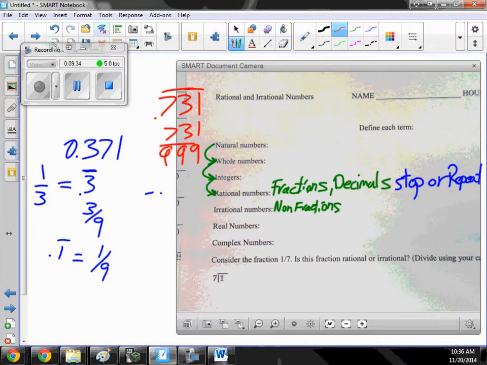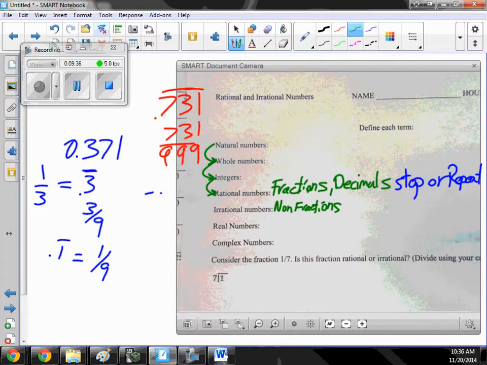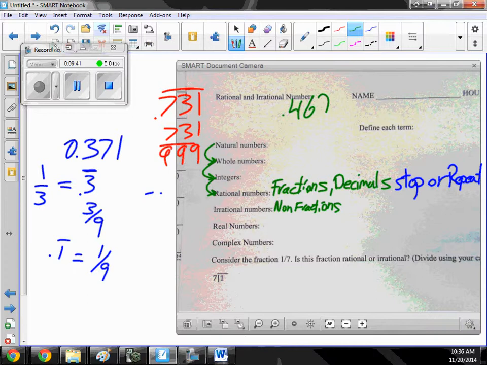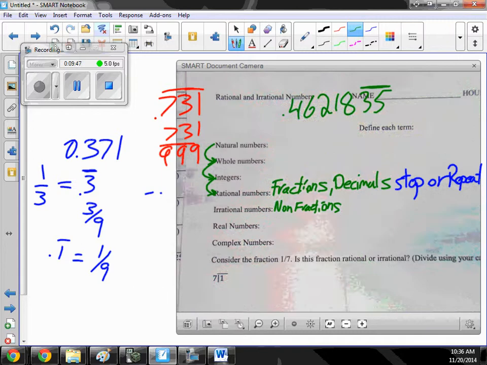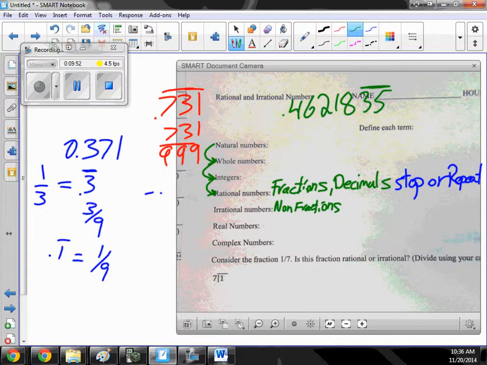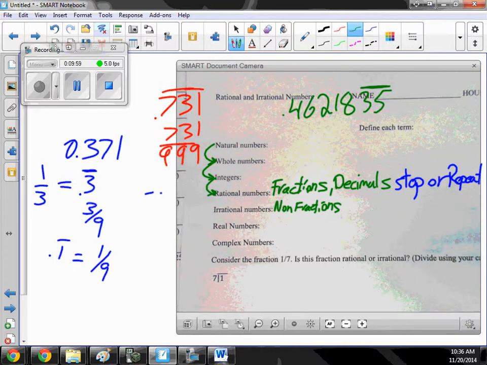The trouble you get into is sometimes they don't begin with a repeat, like 0.462183, and only this much repeats. There is a way to put it over 9999999, but it's not as easy as it looks. You have to do a little bit of math and mix it up and then make it work. But there is a way to make this into a fraction. It's just not easy like this is.